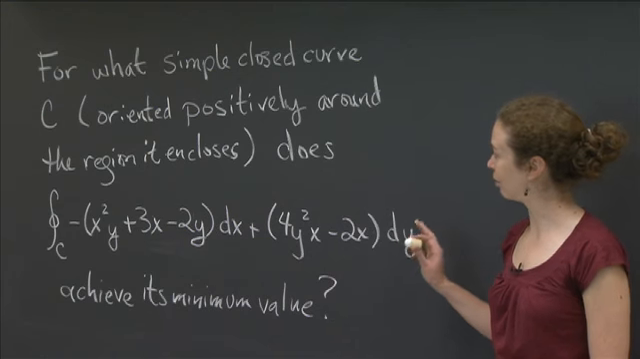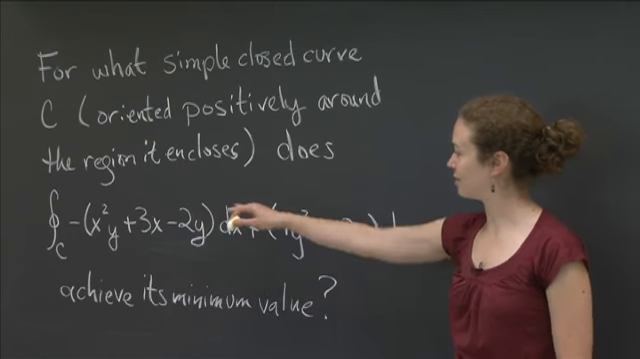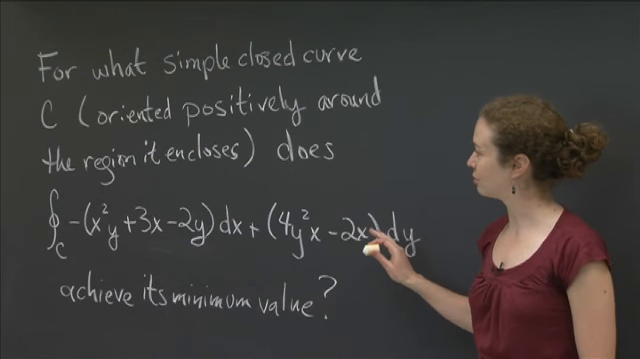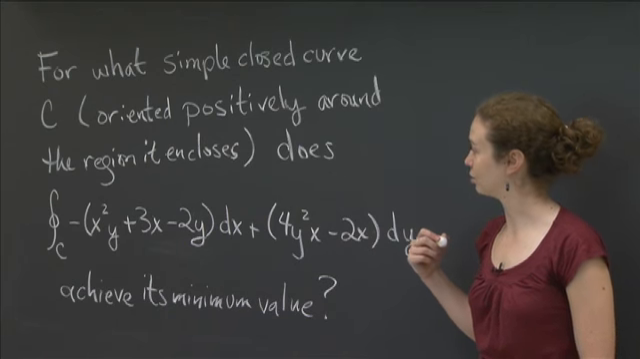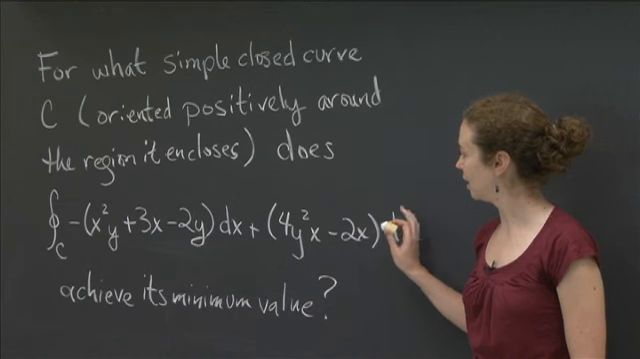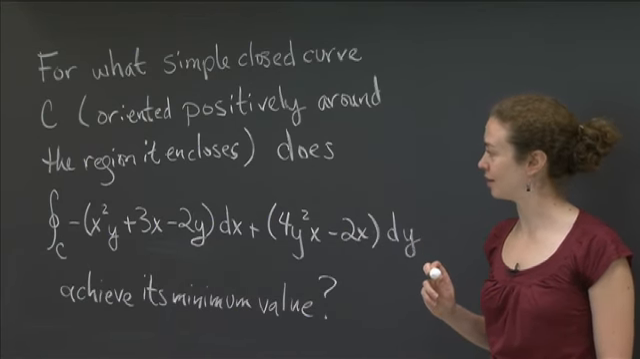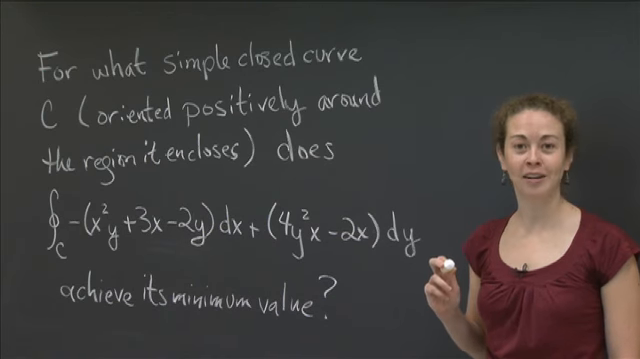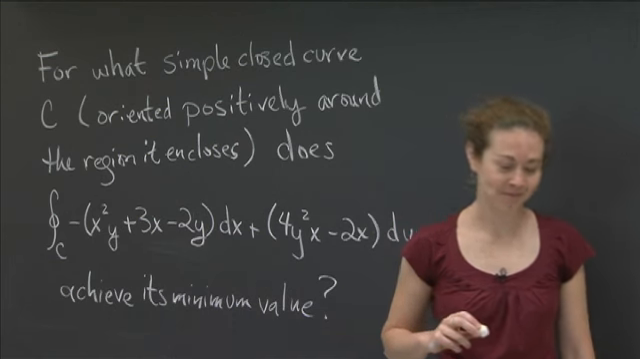So again, the thing we want to find here is that we have this integral and we're allowed to vary C. So we're allowed to change the curve, the simple closed curve. And we want to know for what curve C does this integral achieve its minimum value. So why don't you work on that? Think about it. Pause the video, and when you're ready to see how I do it, bring the video back up.